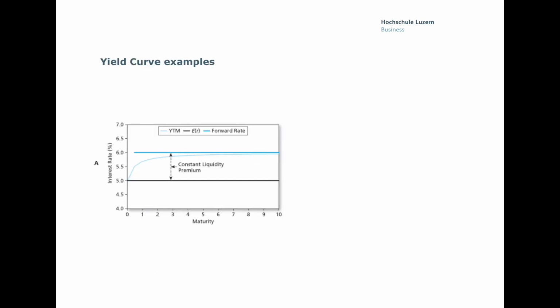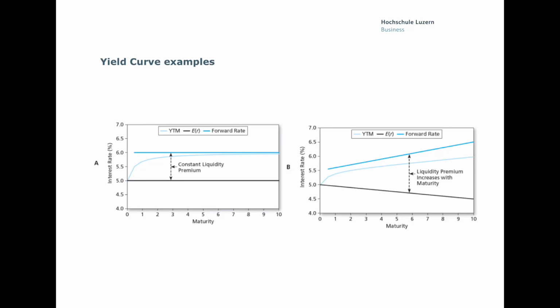Let's have a look at some yield curve examples. Suppose the yield to maturity of a 1-year bond is 5%. Panel A is based on the assumption of a constant expected short rate of 5% plus a constant liquidity premium of 1%, implying a forward rate of 6%. This results in a rising yield curve since forward rates exceed expected short rates. Note that such an upward sloping yield curve is commonly observed in practice.